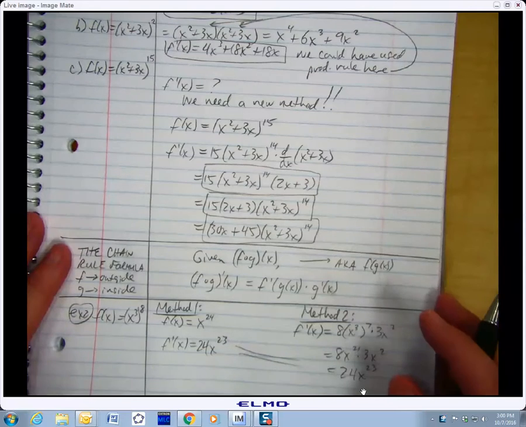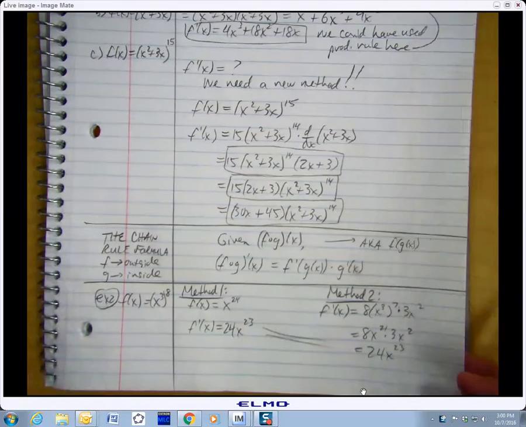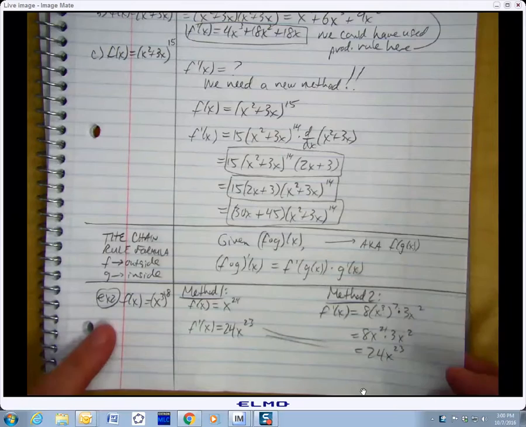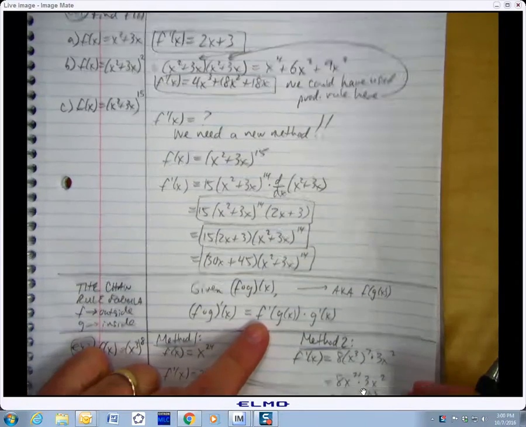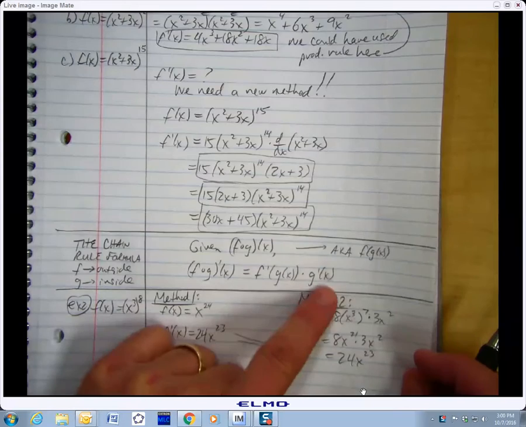All right, here we go. Let's finish up our notes from earlier today. We finished up talking about the chain rule. We got through example 2. We talked about how it's the derivative of the outside at the inside times the derivative of the inside.